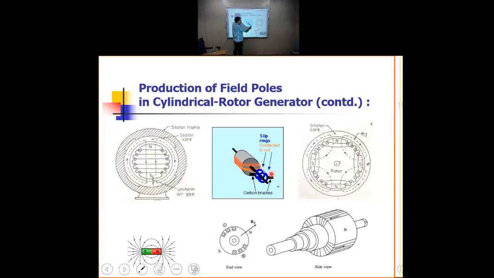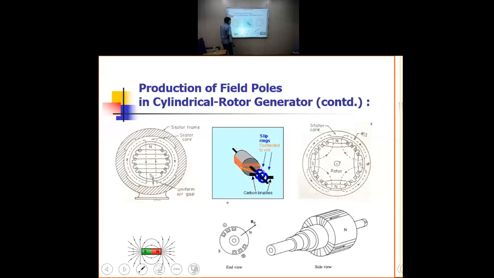So from the positive end, current is entering and will circulate through the conductor, and ultimately it will come out through this brush. Now, how the north pole and south pole are created in the cylindrical rotor structure, that you should know, you should understand.